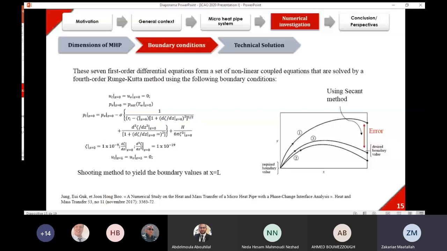Using the Runge-Kutta fourth order technique, which is an initial value problem technique, and by applying the initial conditions, we get our first results by guessing the value of the thickness slope at x equal to zero. We check if the velocity at z equal to L is equal to zero, which is our boundary condition here. If not, we calculate a new slope using the secant method. We keep making this process until we reach our goal, which is the velocities at x equal to L being equal to zero. This technique is named shooting.